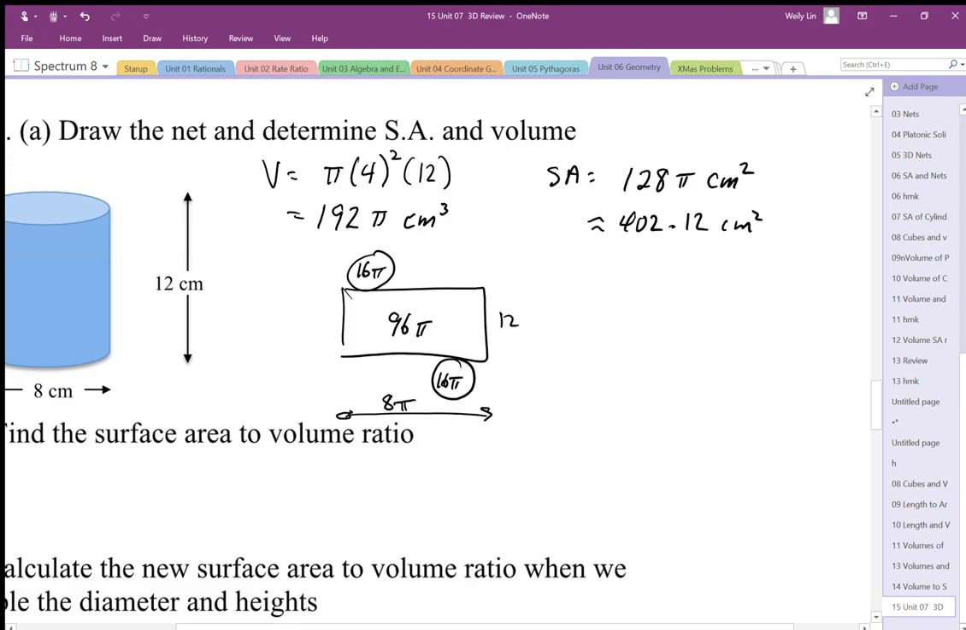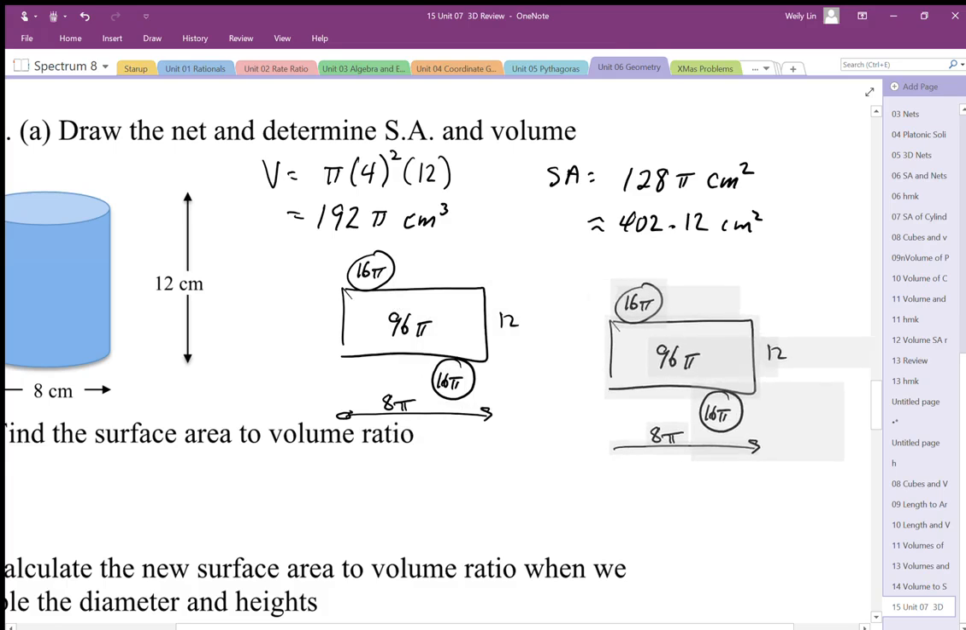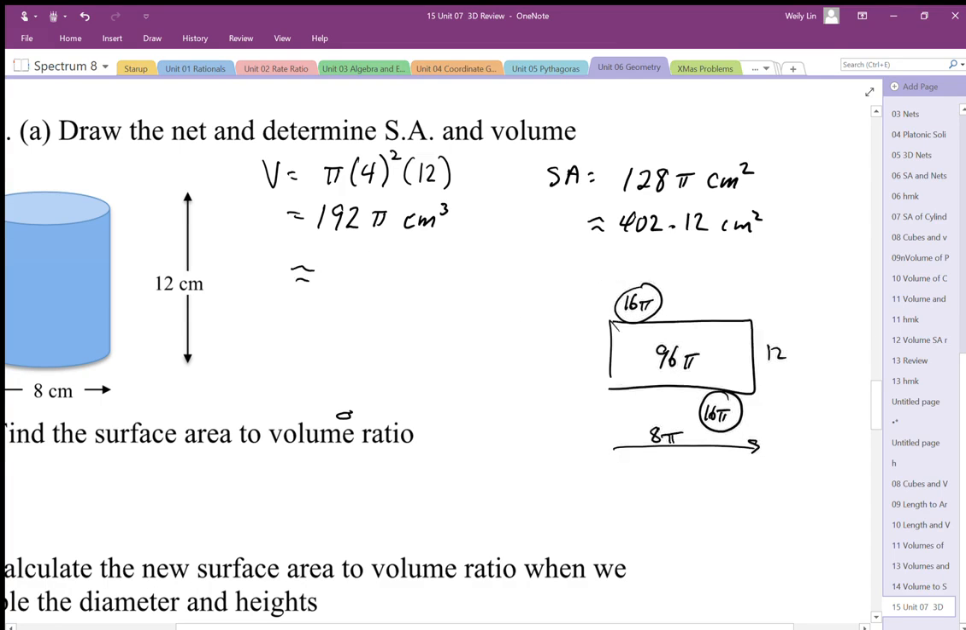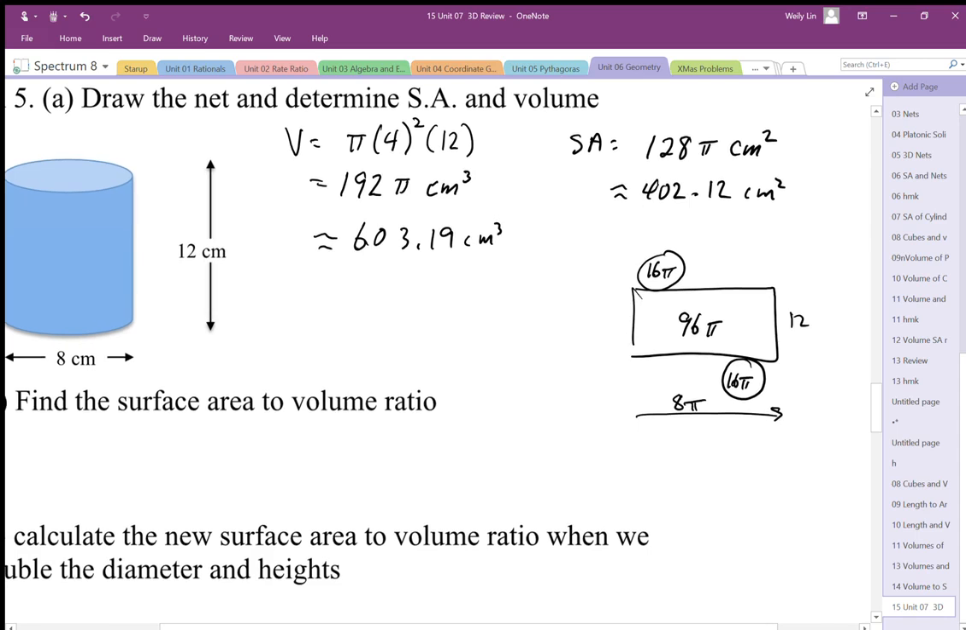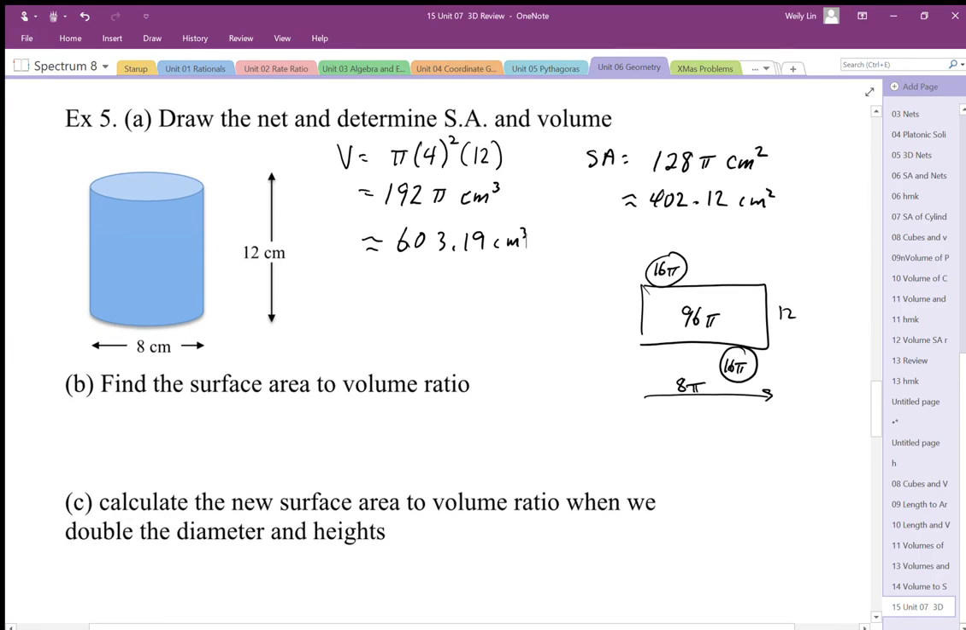Okay, I'm going to move this picture over just a little bit. And just move this over here. Okay, so this is approximately equal to 603.19 centimeters cubed, approximately. I prefer you keep it in pi because pi's are exact. And again, please make sure that you're not just watching me do this. Do it, check it over with the video. Make sure you've done this first and then watch the video.